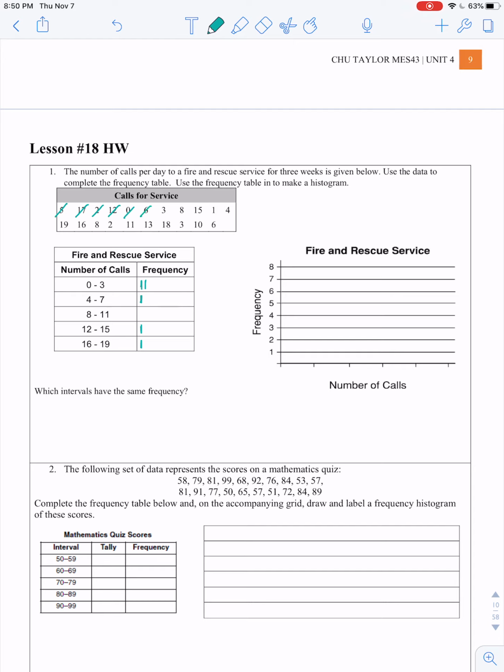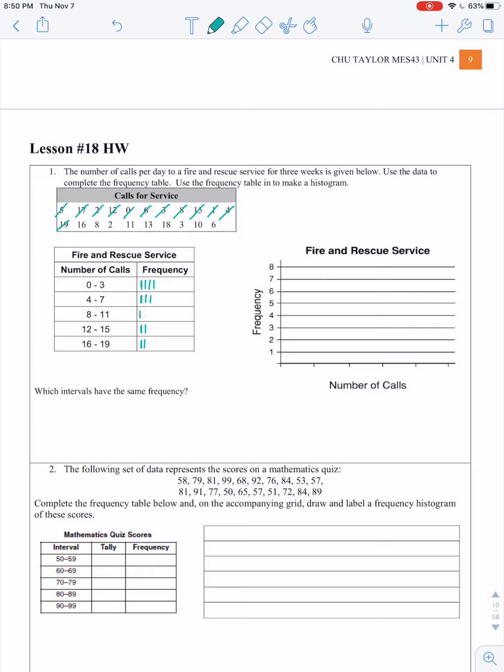6 goes between 4 and 7. 3 goes between 0 and 3. 8 goes between 8 and 11. 15 goes between 12 and 15. 1 between 0 and 3. 4 between 4 and 7. And this way you are making sure that you're not missing anything.